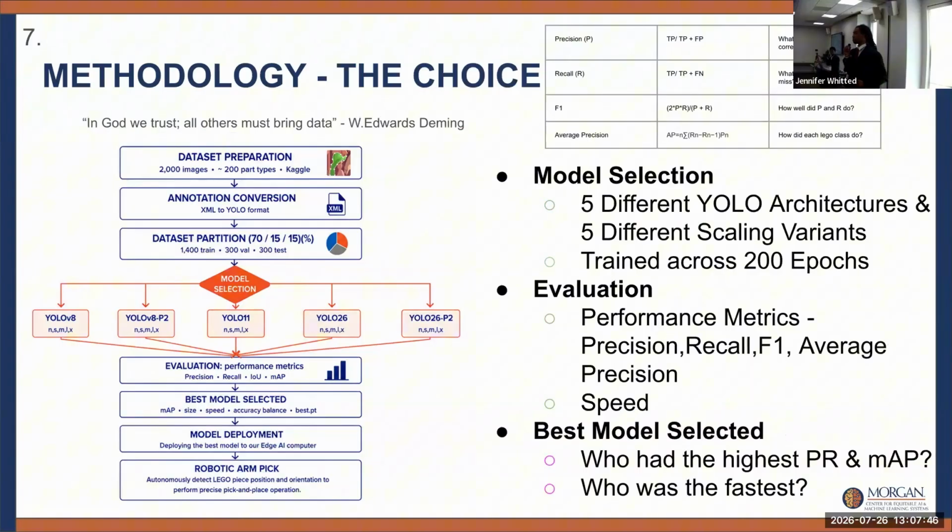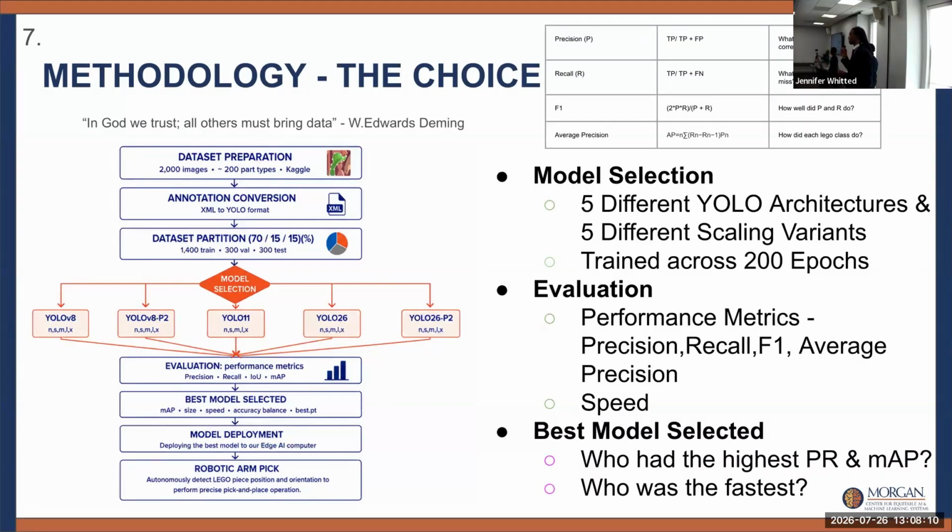Now moving on to the choices in our methodology. Based on those previous research papers, we noticed that there were 5 different YOLO architectures that stood out: YOLO V8, YOLO V8 V2, YOLO 11, YOLO 26, and YOLO 26 V2. We chose those 5, and then we did 5 different scaling variants as well: nano, small, medium, large, and extra large, making a total of 25 different YOLO models.